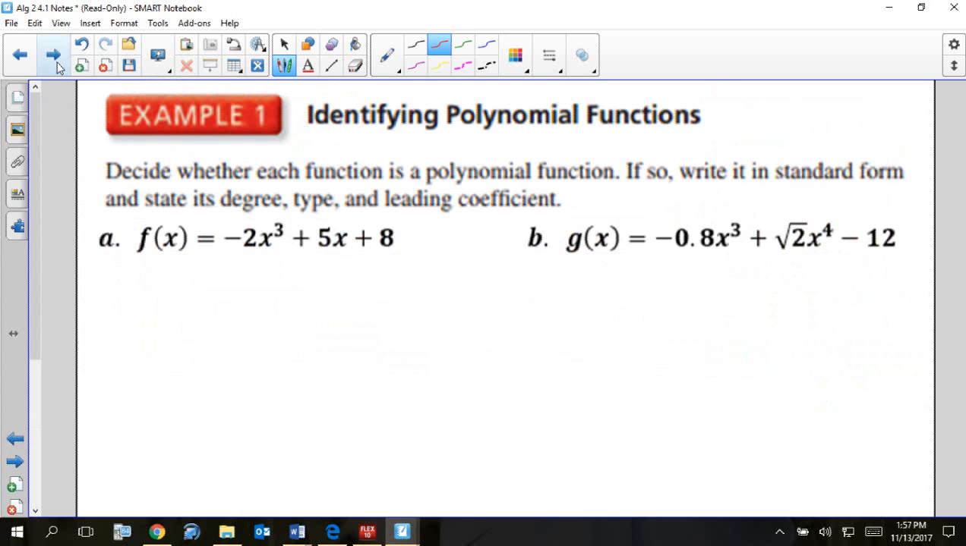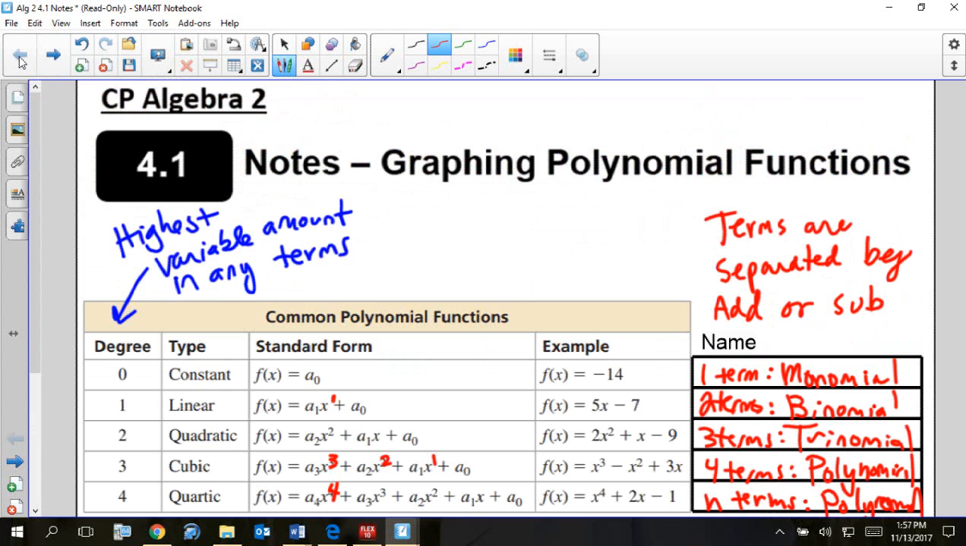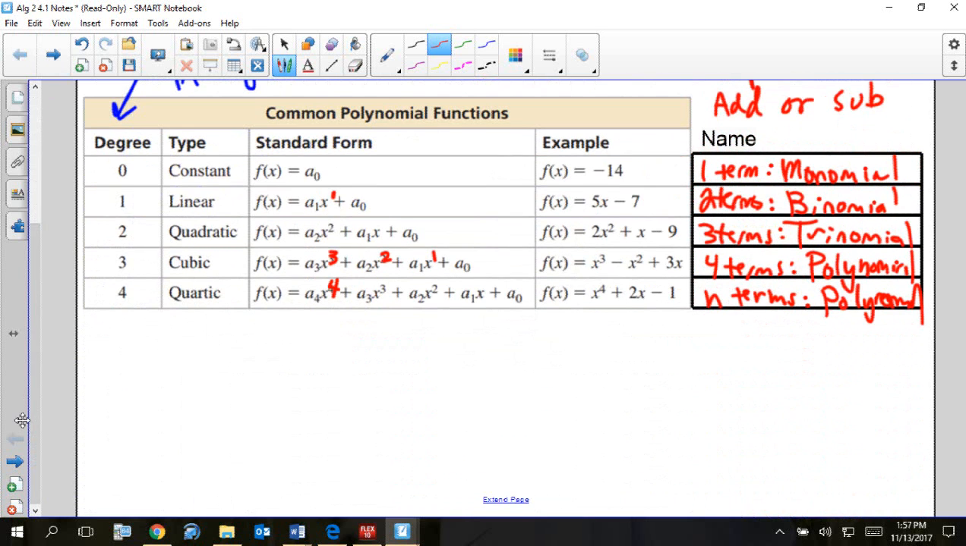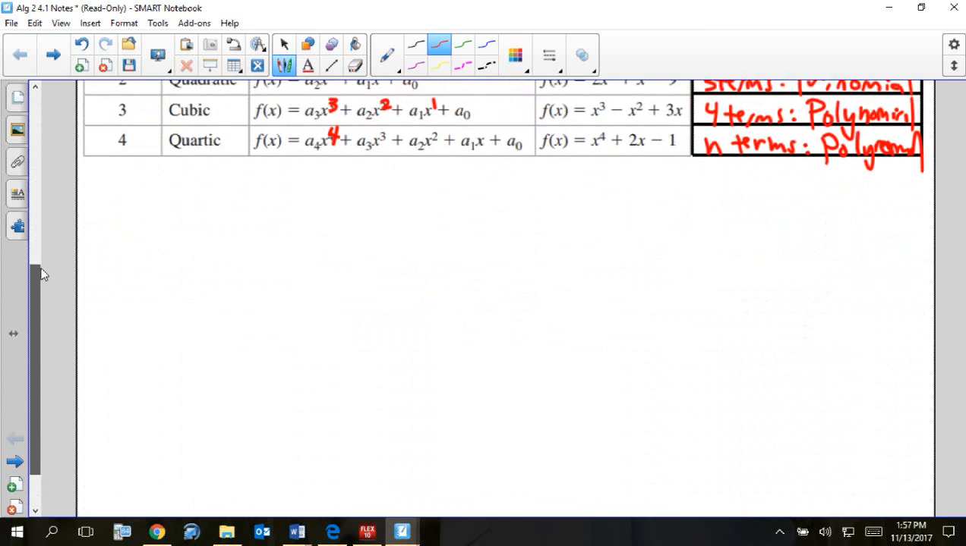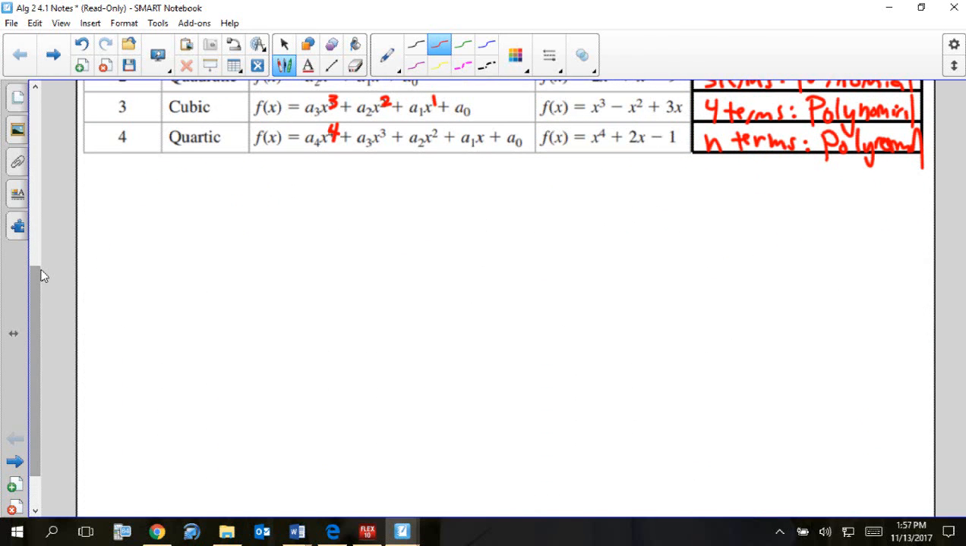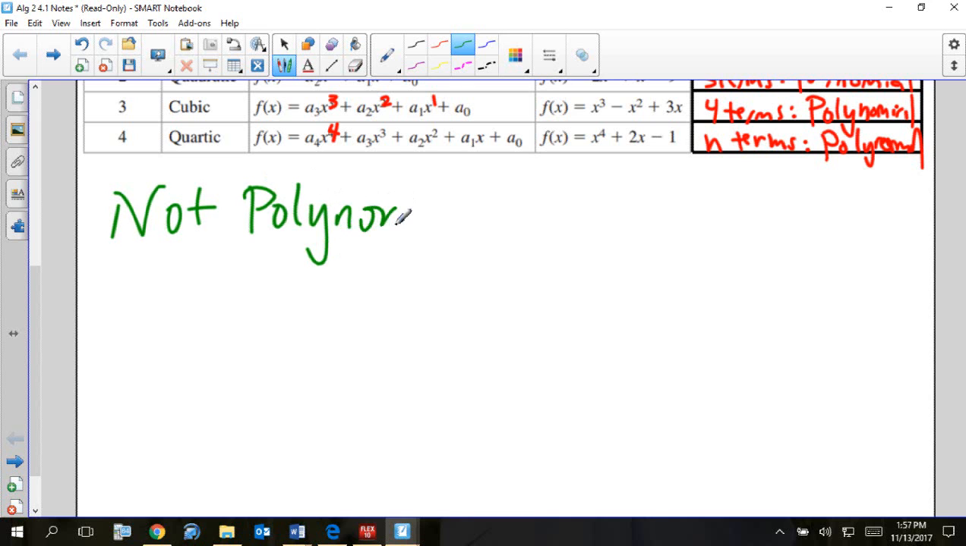Oh, wait, just kidding. I got one more thing to say about polynomials. It's not written here, but I need to say it. Sometimes, like in these next few examples, they're going to give you things that are not polynomials. They're going to look like polynomials, but they're not. Let me give you a few characteristics. If you see them, they're not polynomials.